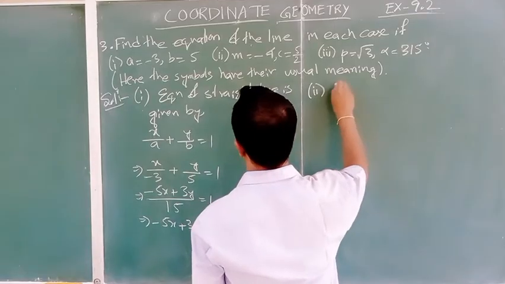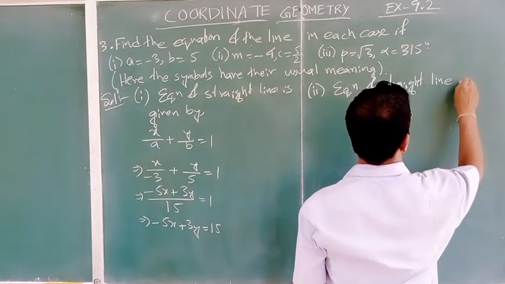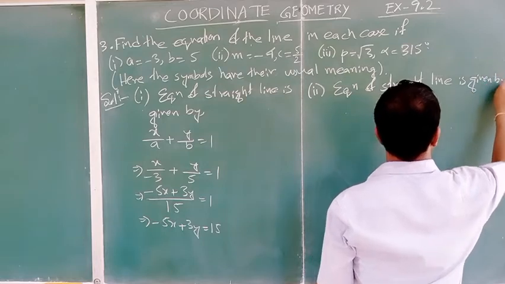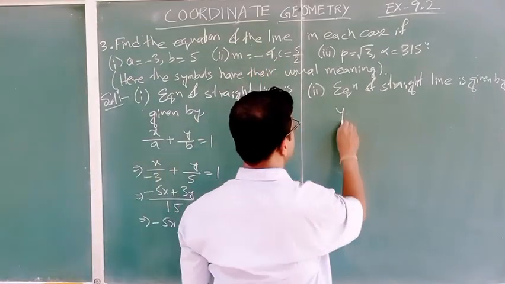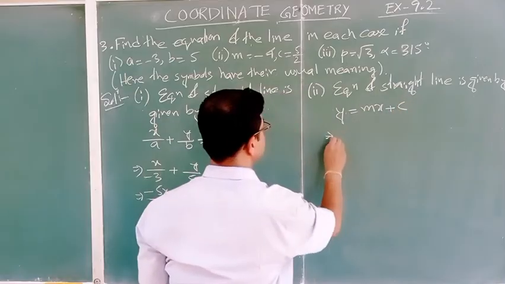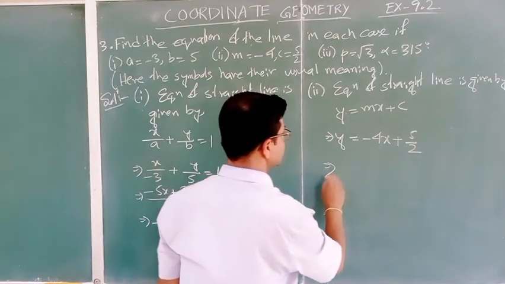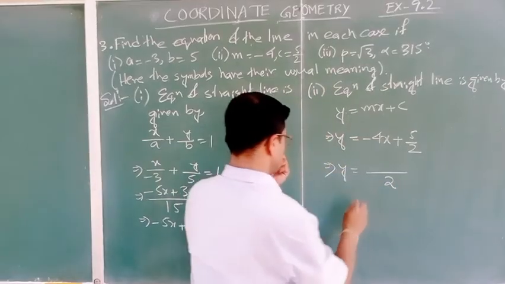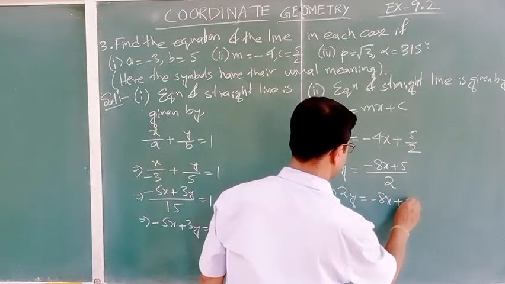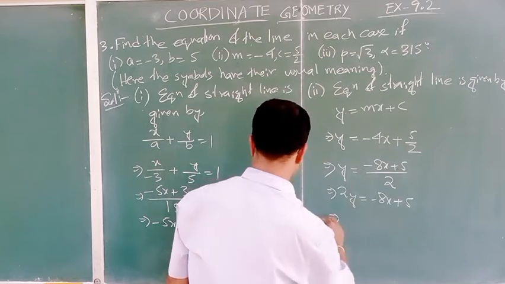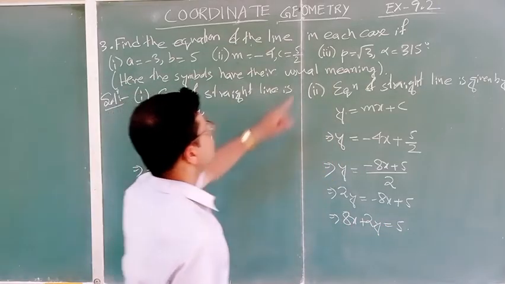Now number B. Equation of straight line is given by, here m is the gradient or the slope. This is the y intercept. What is the format? We know that y equal to mx plus c. Let us substitute the value. Y equal to m is minus 4, x plus c is 5 by 2. Let us take the LCM if we want to simplify. 2, so this is minus 8x plus 5, cross multiply. Twice y is equal to minus 8x plus 5. What we do? This minus 8x, let us bring it on this side, so it will be plus 8x plus 2y is equal to 5. Now only this one is left. Let us wrap this part.